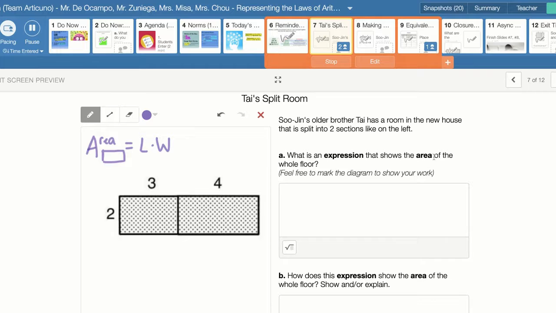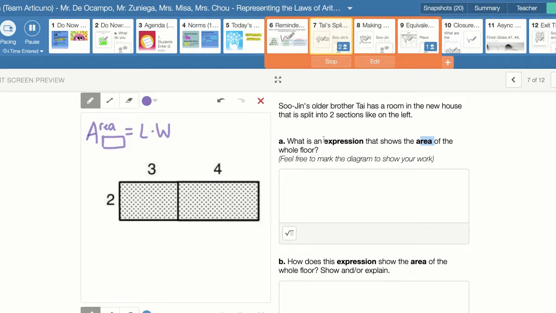Okay, so we're here talking about area, and we're looking at a rectangle. And in fact, we could look at this as 2 rectangles if we wanted to, or we could just think of it as one big rectangle. So there's different ways to look for an expression. That's what we're trying to do. We're trying to write an expression. Now, what will help you write an expression is to figure out what is the area of the whole floor. In fact, we can come up with at least 2 different ways to write an expression.